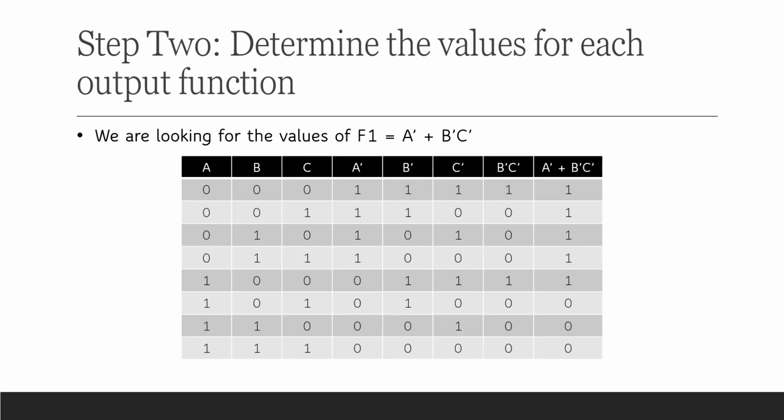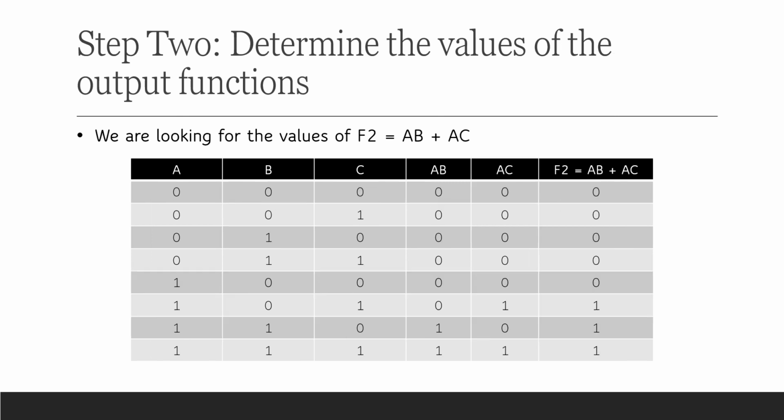Step 2 is determining the value of each output function. The simplest error-proof way to do this that I've found is to take the function and break it down one term at a time. So for example here, we broke it down to A prime, B prime, C prime, and then we looked at BC prime, and then we looked at A prime or BC prime, B prime, C prime. And then we do the same thing for F2 where we have AB and then we have AC and then we have AB or AC.